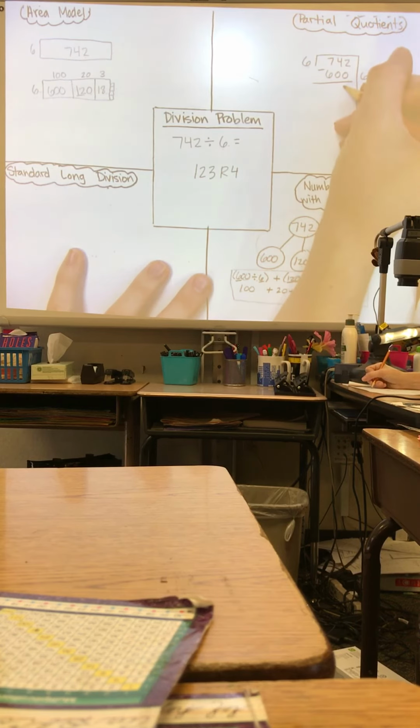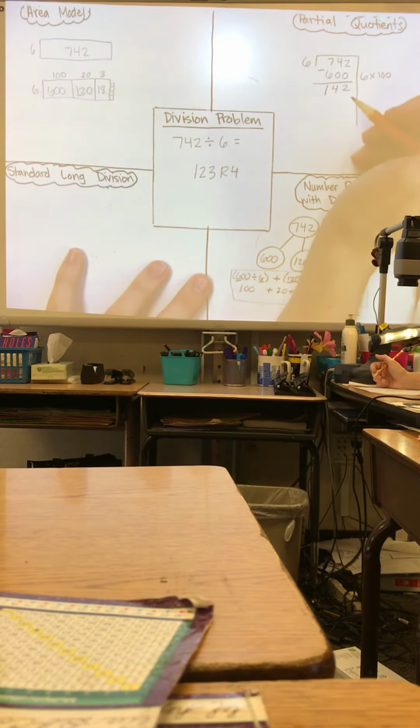2 subtract 0 is 2. 4 subtract 0 is 4. 7 subtract 0, 7 subtract 6 is 1. Now I have 142. Again, I'm going to do the same thing. How many groups of 6 can get me the closest to 142? Well, I know it's not going to be 142 because there's nothing compatible. So I'm going to go to 100.